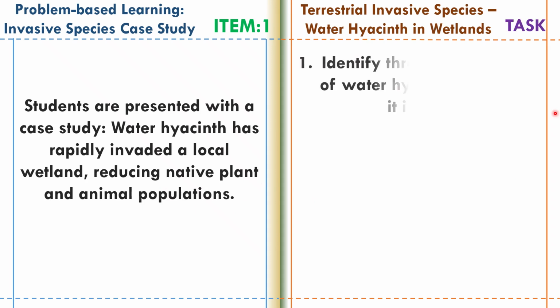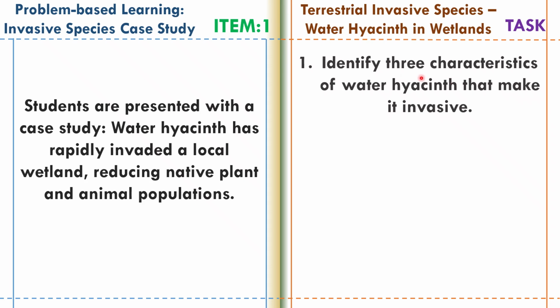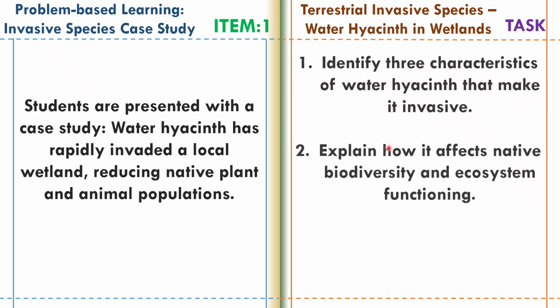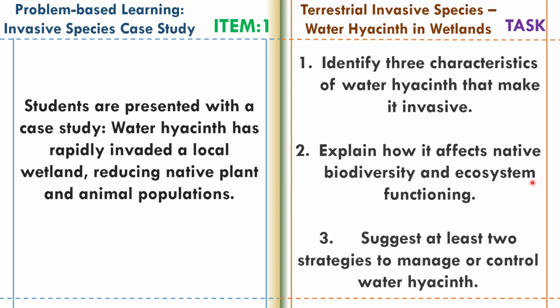Task: identify 3 characteristics of water hyacinth that makes it invasive. Explain how it affects native biodiversity and ecosystem functioning. Suggest at least 2 strategies to manage or control water hyacinth.